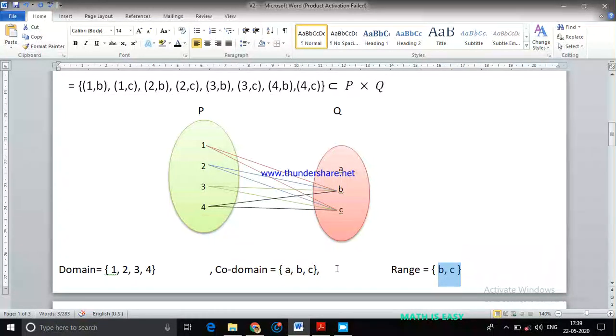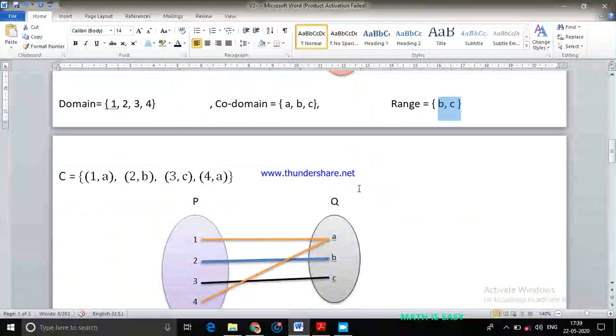So can I say range is a subset of codomain? Yes, range is a subset of codomain. Every time your range will be a subset of codomain, which is the same as Q. So range is a subset of Q and domain is a subset of P. Sometimes your domain is the same as P and your range is also the same as Q.